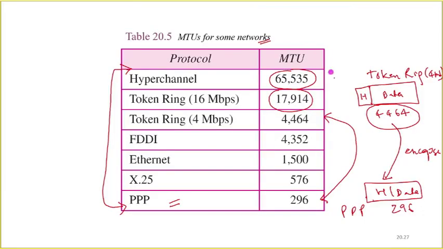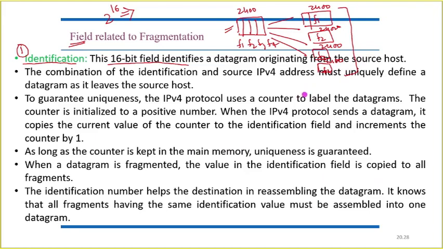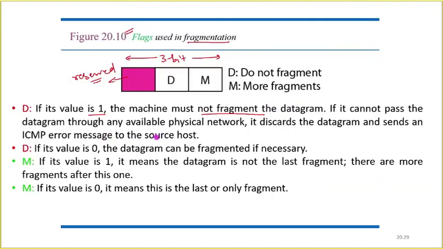Suppose in this case, it needs to send data from this token ring 4 Mbps network to this one, and here suppose the D value is 1. D value 1 means do not fragment, but without fragmentation the data cannot be sent to this network. So it has to drop that packet. If no fragmentation is allowed but there is a requirement of fragmentation, the packet will be dropped here.